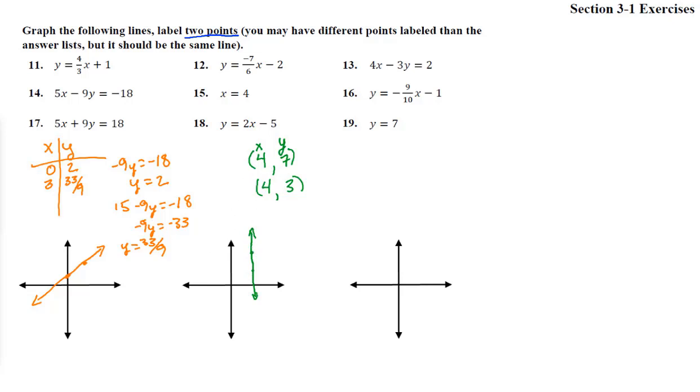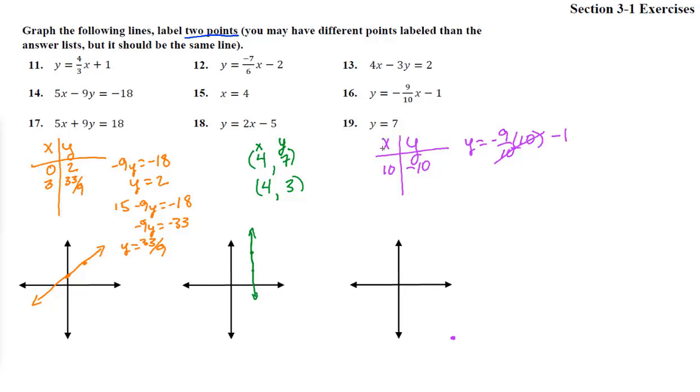And number 16. y equals -9/10 x minus 1. Let's do our little xy and get a couple of points. What's a really good one to stick in here? Looks like 10 is really nice. So we get y equals -9/10 times 10. That always is nice to get rid of that fraction. And we get -9 minus 1 is a -10. So (10, -10) is like right down there, clear in the corner.